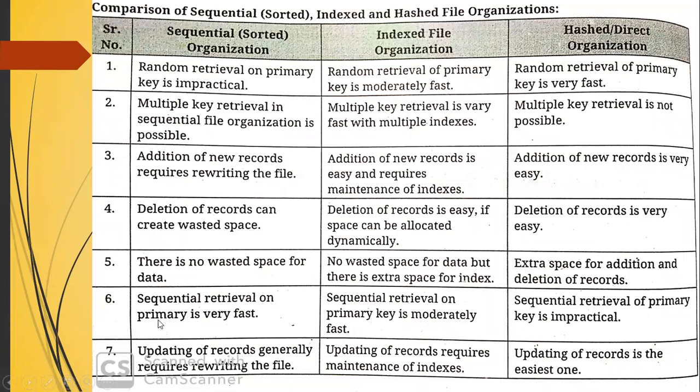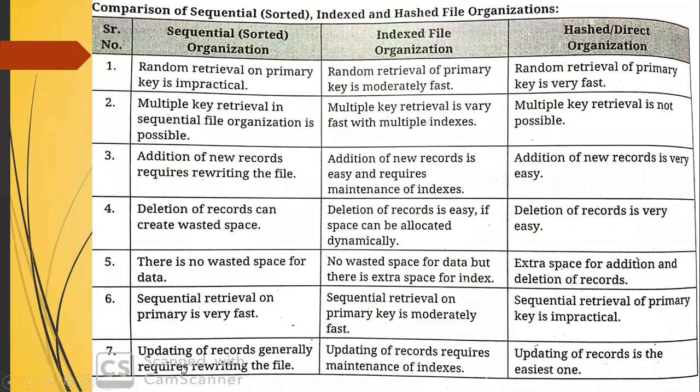Then sequential retrieval on a primary key is very fast. If the data is in the primary file or primary memory, on the primary index, retrieval will be fast. Now sequential retrieval on primary key is mandatory fast, and sequential retrieval of a non-primary key is impractical. Okay. In case of the hash file, no sequential retrieval is allowed.